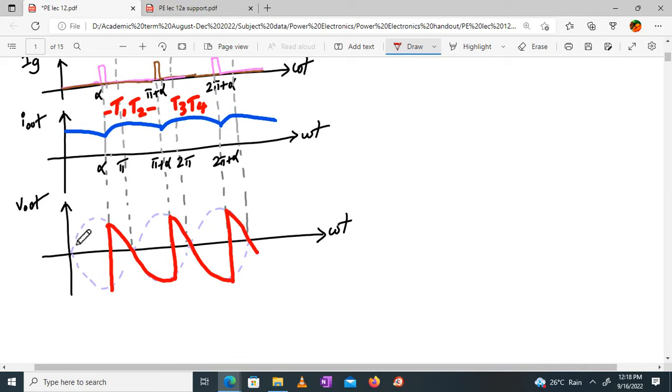The lower V will follow. Yes. Why? V out will be equal to V in when T1, T2 are on. V out will be equal to minus V in when T3, T4 are on. Right? So just by looking at the average value, it seems V out average is negative.